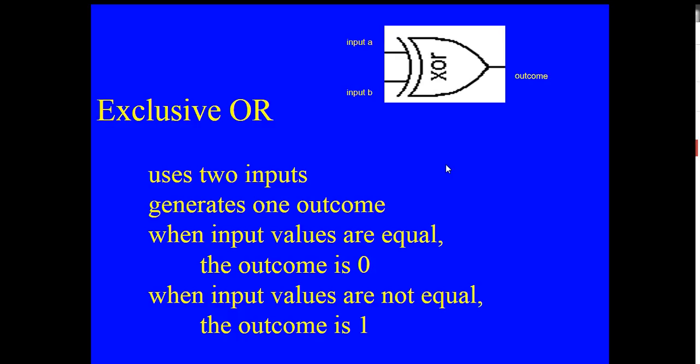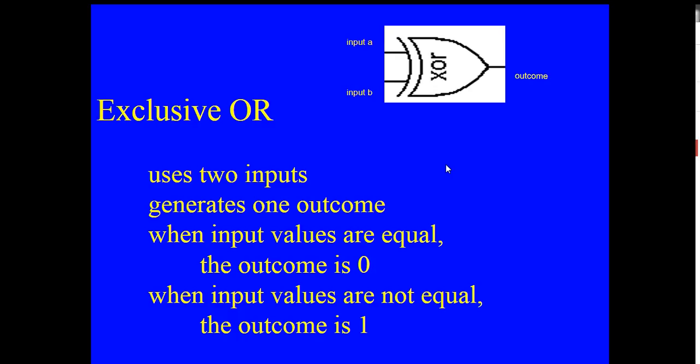The exclusive OR gate is a little different than the other gates because the outputs are a little weird when it comes to the inputs. It still uses two inputs and generates one output, and the rules are as follows. When the input values are equal, the outcome is 0. When the input values are not equal, the outcome is 1.